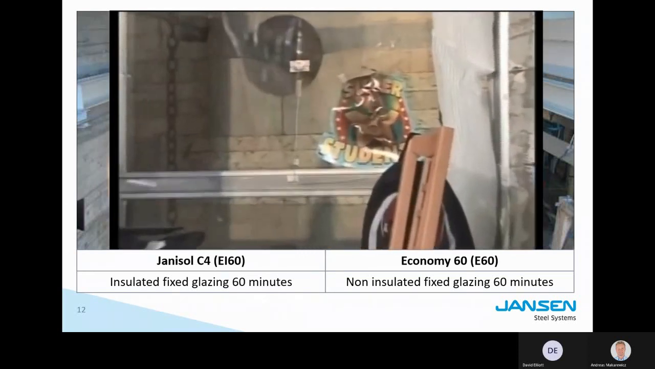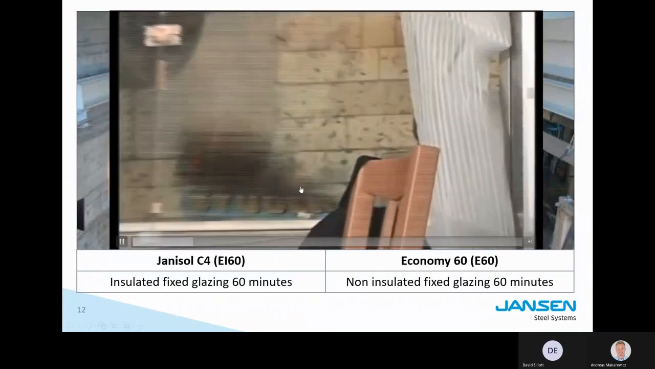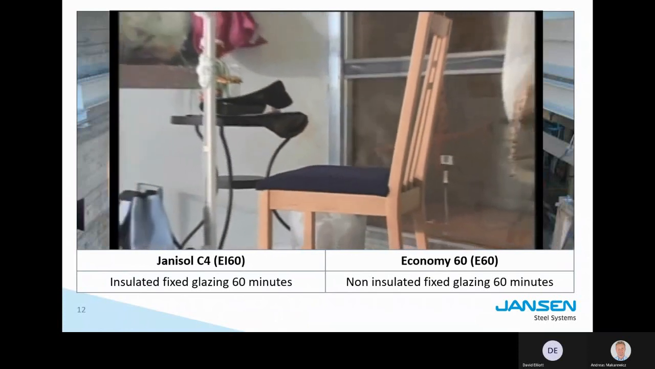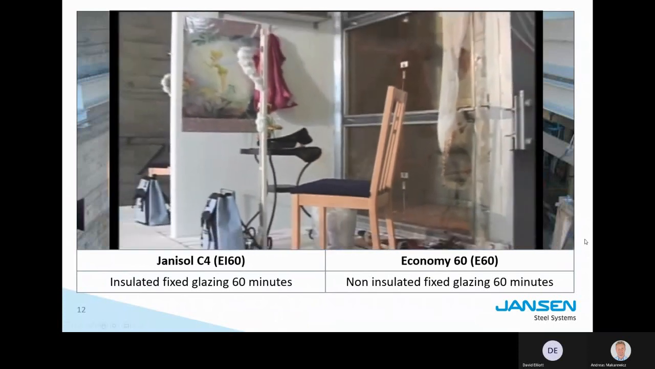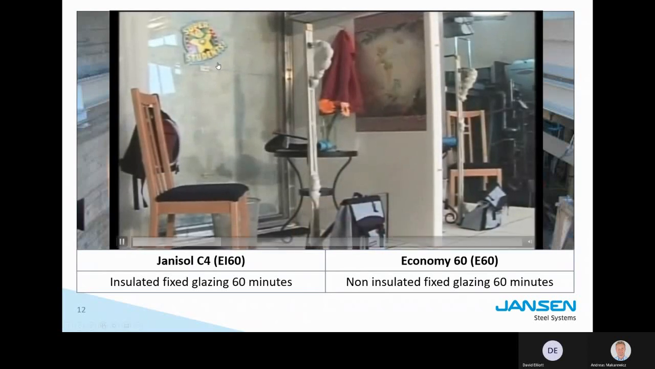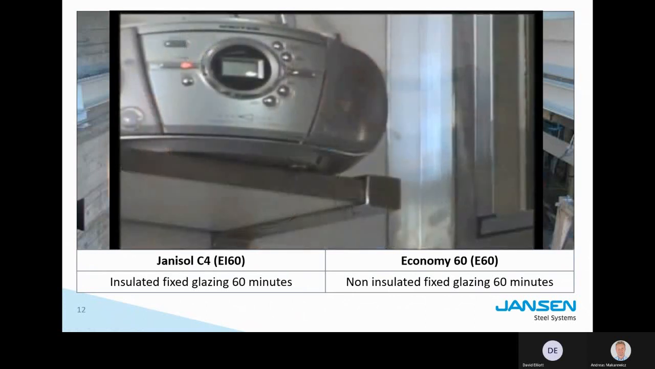Here you see the stickers slowly coming off the glass. This is the non-insulated. Smoke development. We will have some self-ignition in a moment. On the insulated side, nothing. You see here the opaque color of the glass. The gel has already activated.